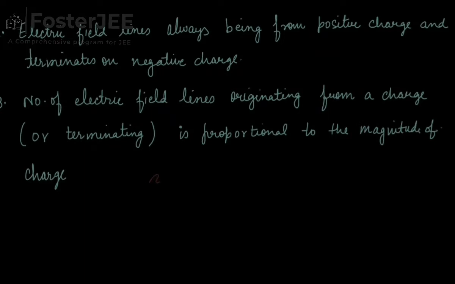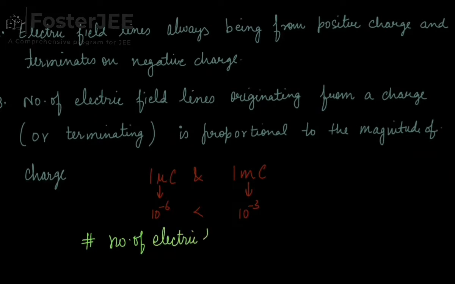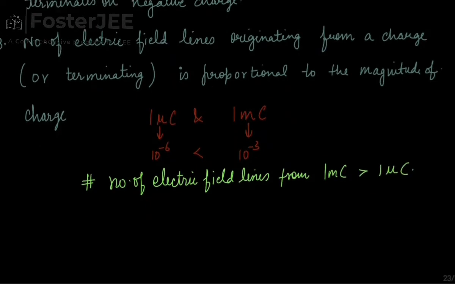This means suppose we have 1 microcoulomb charge and 1 millicoulomb charge. We know 1 micro is 10 to the power minus 6 and milli is 10 to the power minus 3. We know 1 millicoulomb is greater charge. So we can conclude that number of electric field lines from 1 millicoulomb are greater than 1 microcoulomb. This is the meaning of our third point.